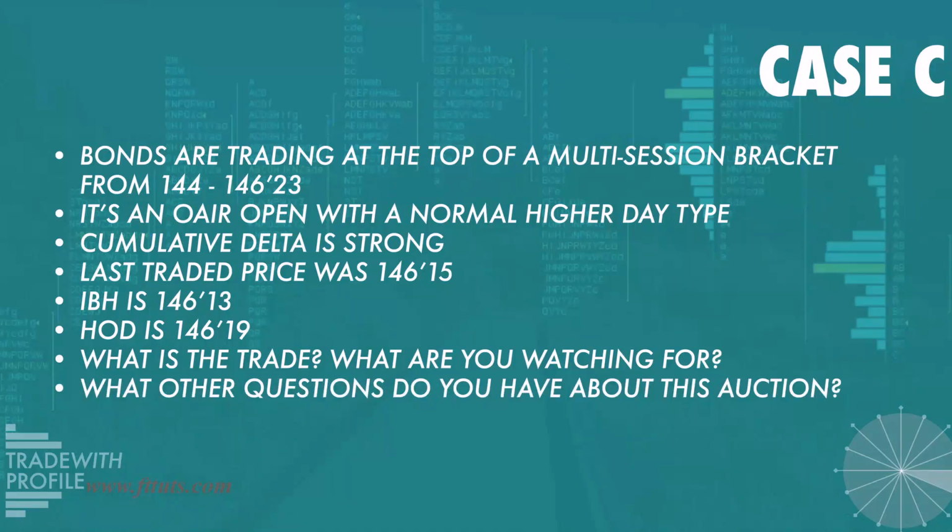In terms of any other questions that I would have about that auction, I would maybe ask if there's a catalyst in play. The delta is strong, but it's an open auction in range. There's just not a lot of directional conviction to suggest that I'm going to break that bracket. So I'm definitely watching for defense of that bracket as the session goes on.